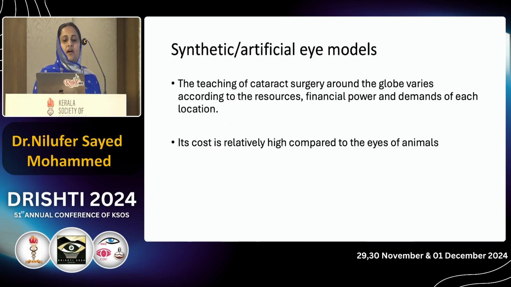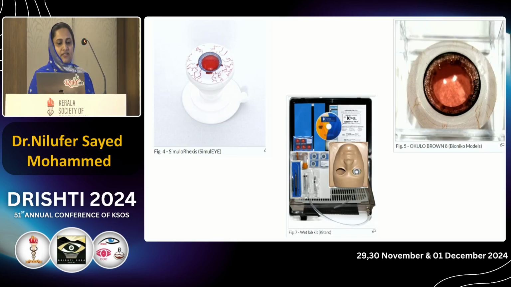Coming to synthetic and artificial eye models, these are commercial ones. Teaching of cataract surgery around the globe varies according to the resources, financial power, and demands of each location. Its cost is relatively high compared to the eyes of animals. Just mentioning a few, there is something by Simulated Eye, that is Simulorhexis, where you can practice the capsulorhexis, and then more popular ones are Bionika models, where you can practice several steps. And then the complete wet lab kit of Kitaro. It is a complete commercial kit in which instruments are also coming.